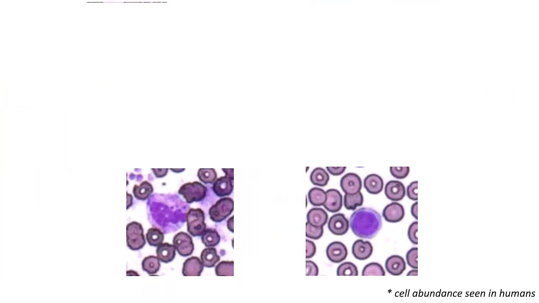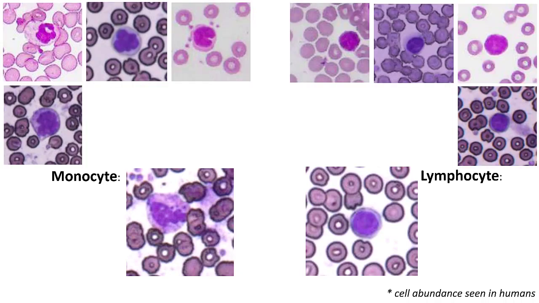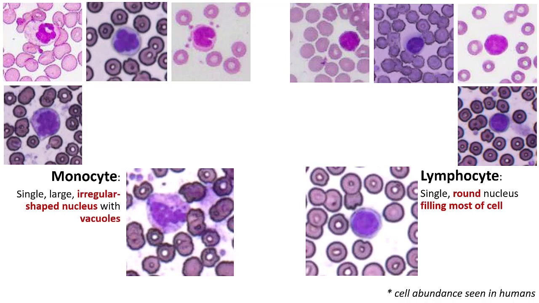Now let's compare monocytes to lymphocytes. They have similarities that can cause them to be confused for one another as well. Like we did before, here are some additional examples of each type to show the variation from cell to cell and slide to slide. Both have a single large nucleus, but the shape of it is typically different.